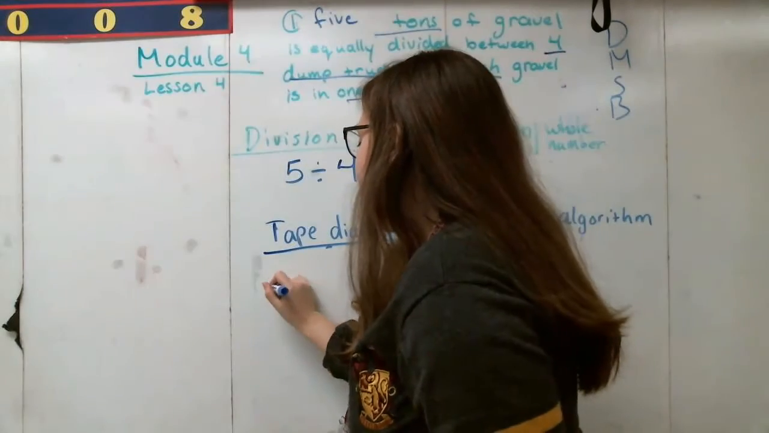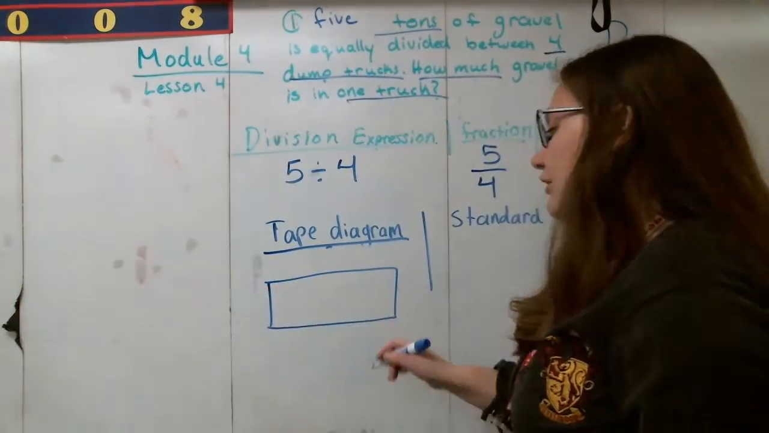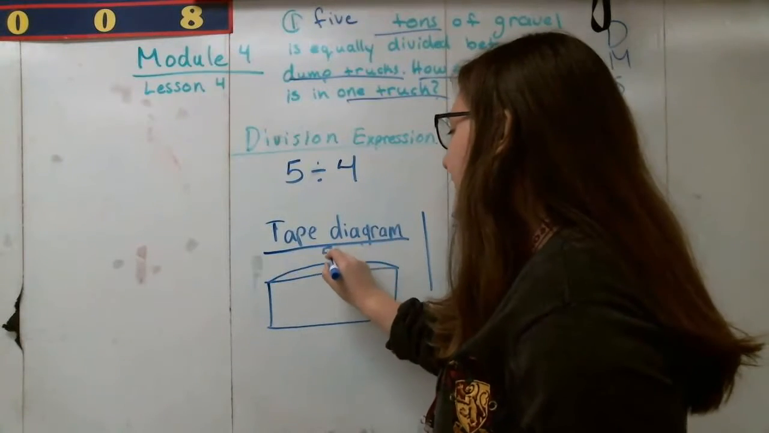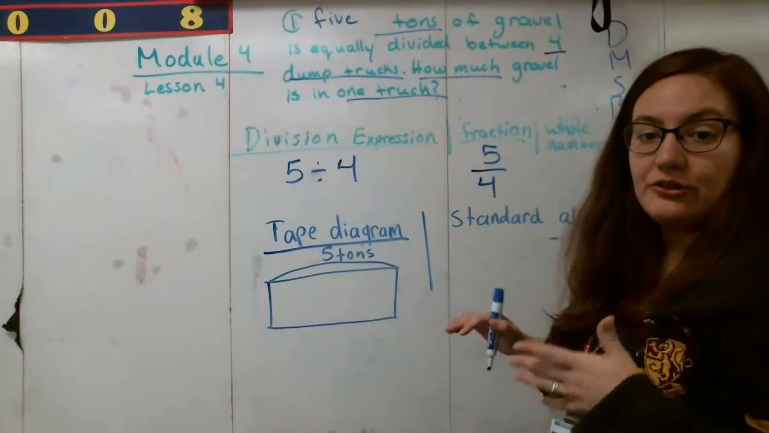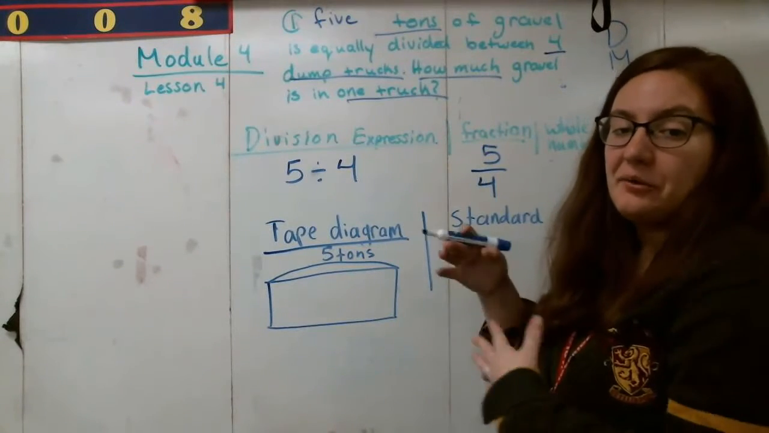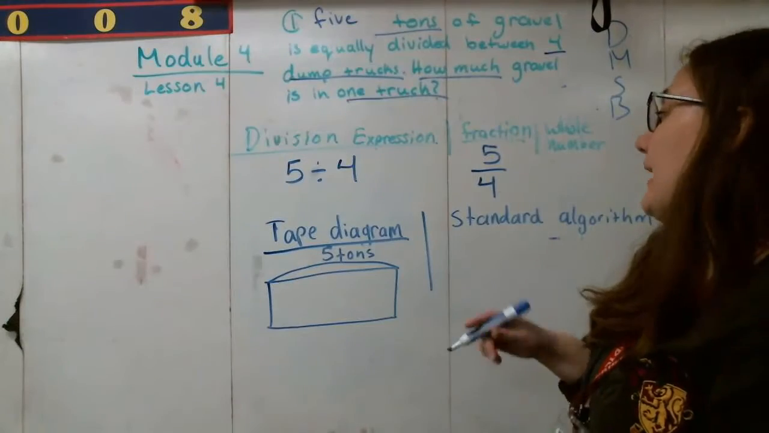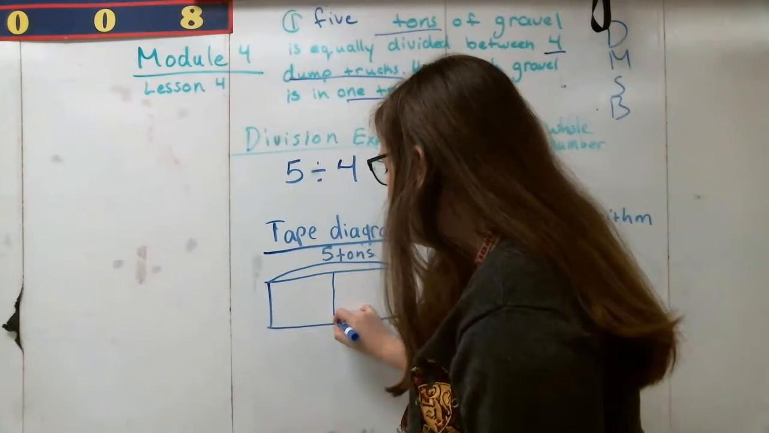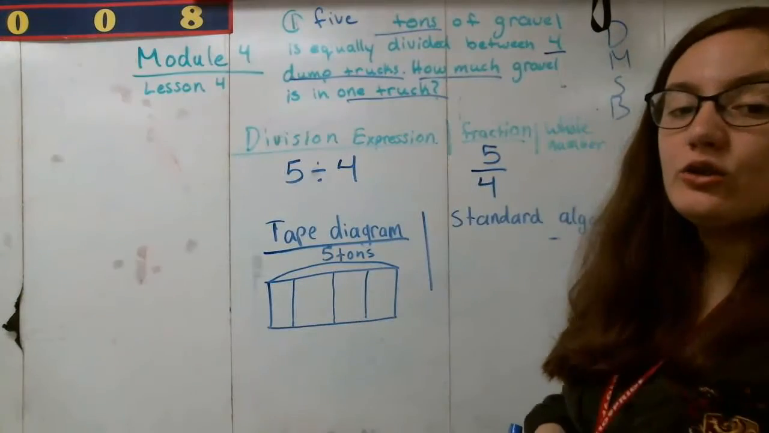Let's take a look at a tape diagram. With my tape diagram, I know that this whole thing is equal to 5 tons because that is how much gravel I have, and then I'm going to divide it up. Then I have to remember, how much am I dividing it up by? Well, I'm dividing it into 4 groups. So again, I'm going to cut it in half and then cut those parts in half. So you see I have 4 groups.